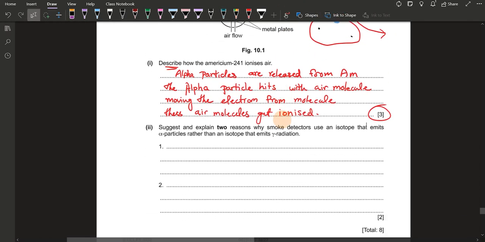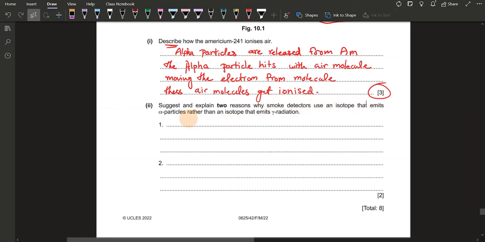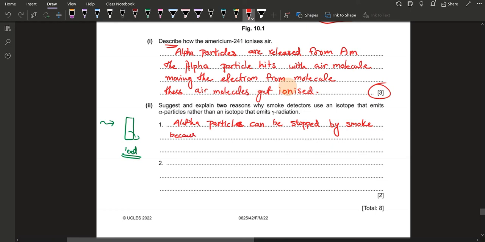Part 2 says, suggest and explain 2 reasons why smoke detectors use an isotope that emits alpha particles rather than an isotope that emits gamma radiation. So we know that alpha particles can be stopped by smoke because they are least penetrating. Gamma rays can only be stopped by lead, so it should be a lead wall or something. Gamma rays are highly penetrating, so they just pass through the air. So we can't use that. So we can write here: alpha particles can be stopped by smoke because they are least penetrating.